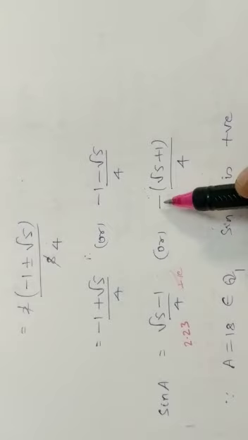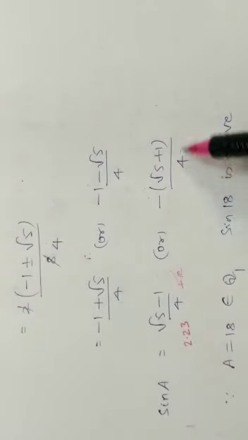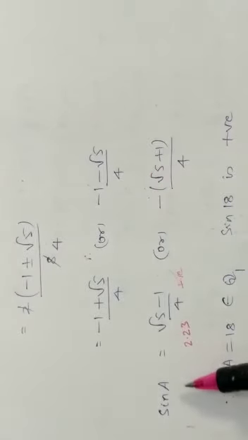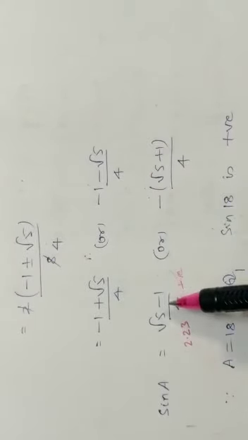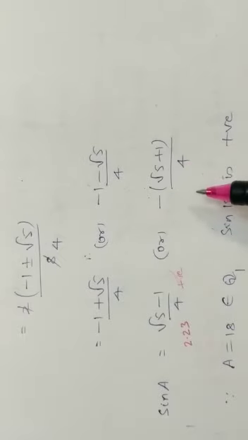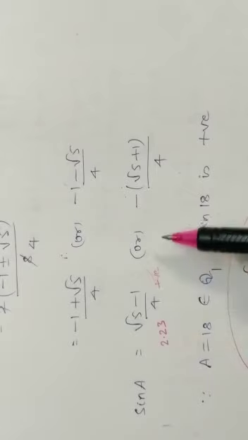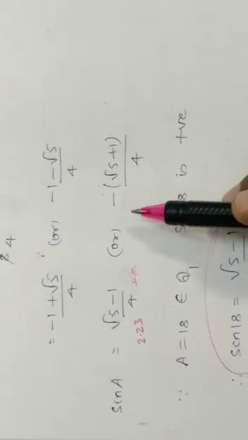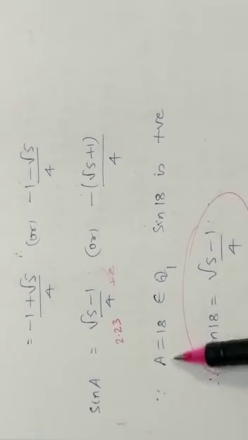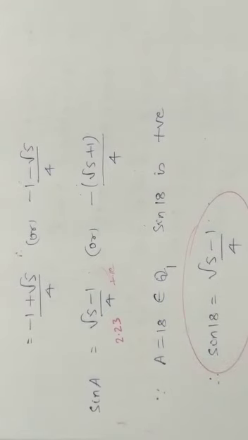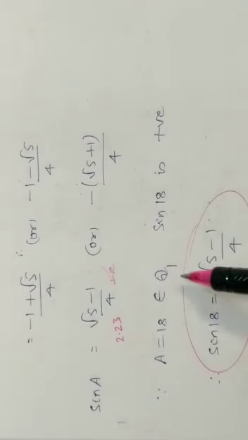But whereas here, before the positive there is a minus. So this is a negative value. So for sin A, one value is positive, the other value is negative. Of which, as I said, only one value is correct. How to identify? Since in the beginning I have taken A equal to 18 degrees. 18 degrees falls in which quadrant? First quadrant.